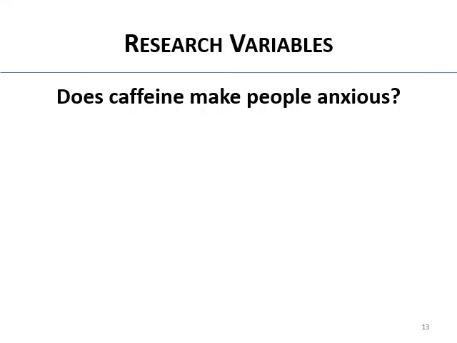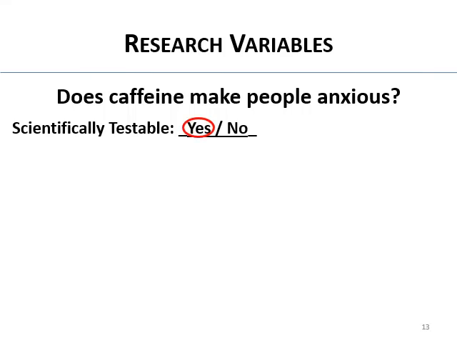Does caffeine make people anxious? Is that subject to the scientific method? You bet. Sure is. So our independent variable in this study is caffeine level. We think that caffeine level has an effect on anxiety. So what is our DV? Anxiety. That's what we're measuring to see if caffeine had an effect.